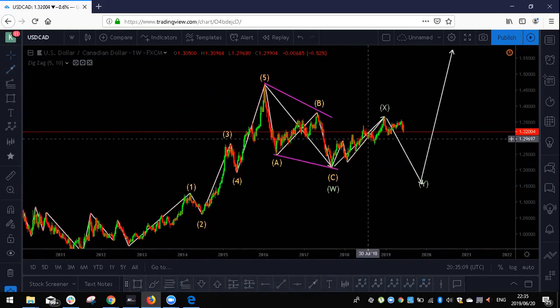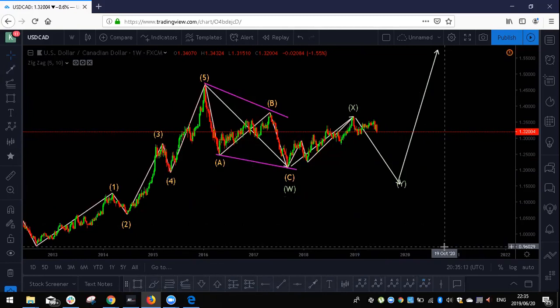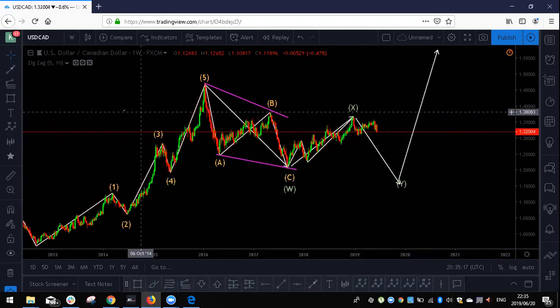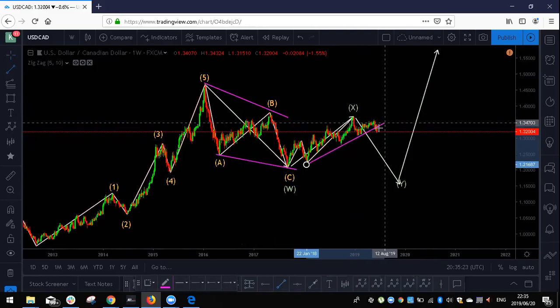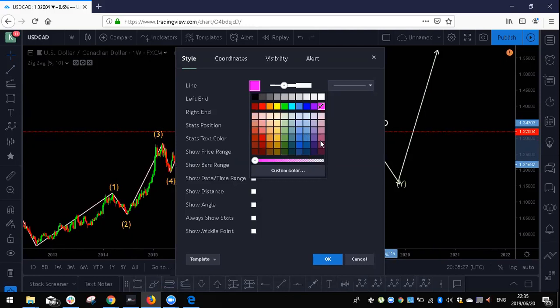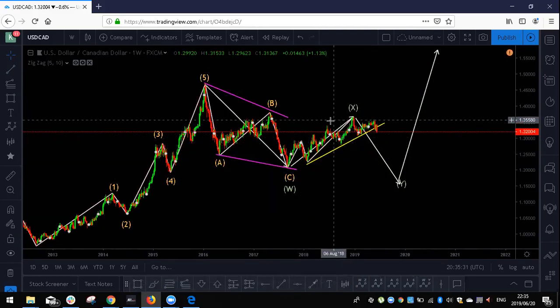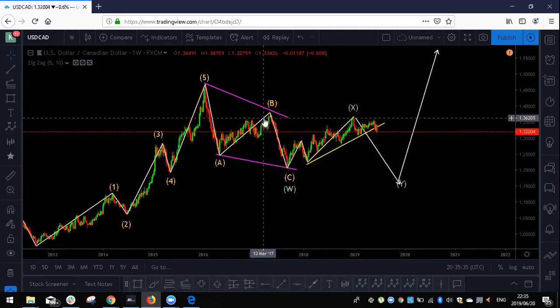So this is the long-term analysis for USD CAD. In the group we have a sell signal that is coming from there. Can you see we've broken out? Let me make this orange, yellow, I mean. You see we've broken out of this corrective structure.